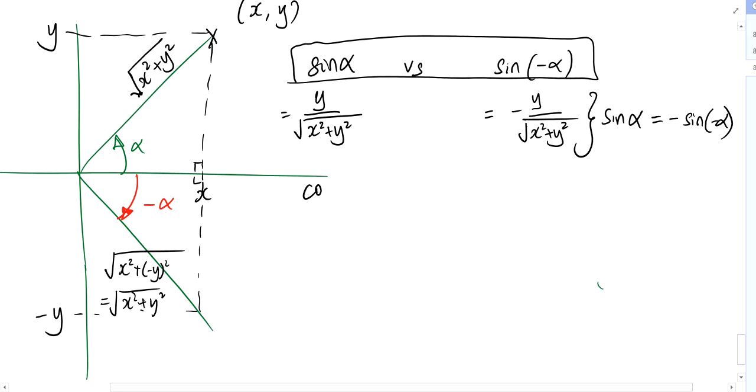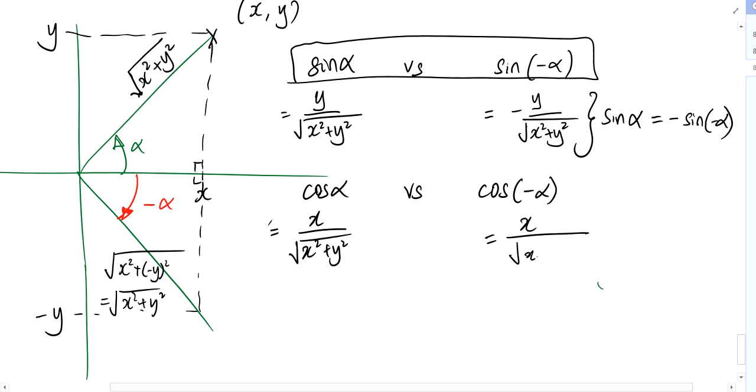Next one. Let's talk about cosine alpha versus cosine of negative alpha. What is cosine alpha equal to? x over square root. Okay, good. Now, cosine negative alpha, what do you get? Are they the same? So this tells us that cosine alpha equals cosine negative alpha. And we can use our calculators and put in values to verify very easily.